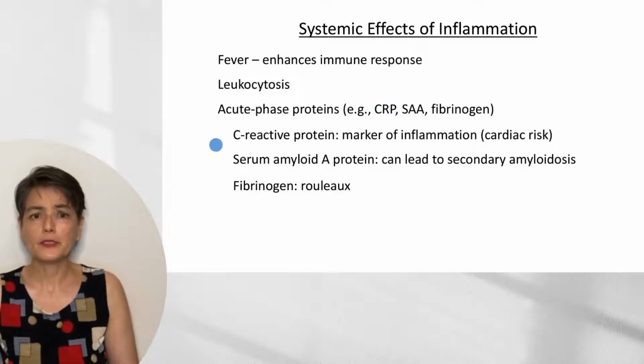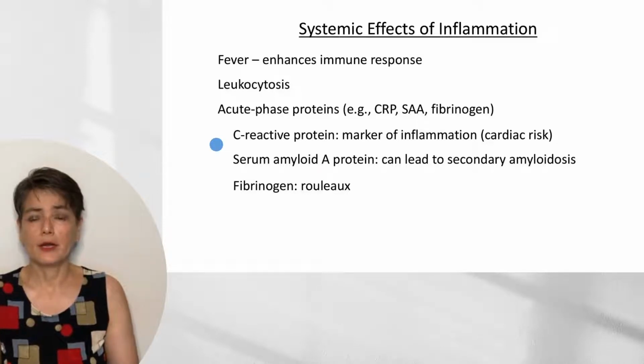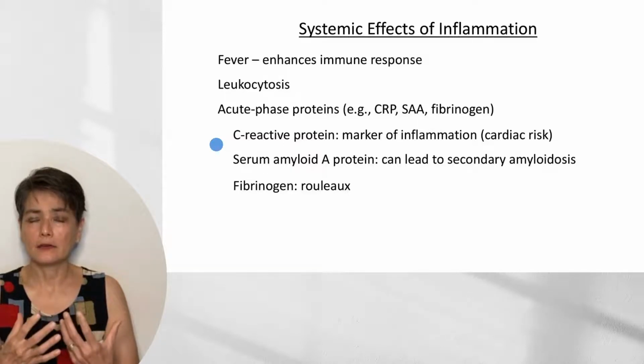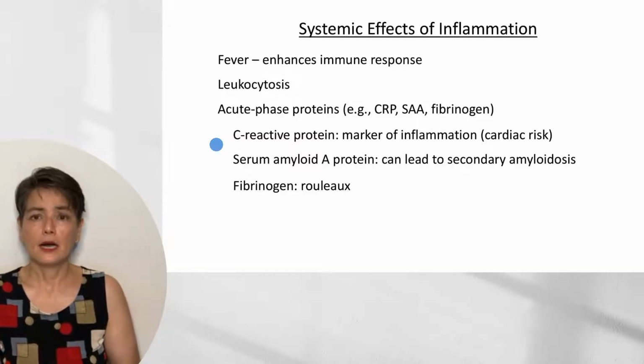Now, C-reactive protein is elevated when you have any type of inflammation. So it is a good way of assessing the inflammatory state of your patient. It also can be used to look at cardiac risk because atherosclerosis is a pro-inflammatory state. And if you see that a patient has elevated CRP, that's telling you that they have an increased risk of atherosclerosis and atherosclerotic heart disease, as well as myocardial infarction.